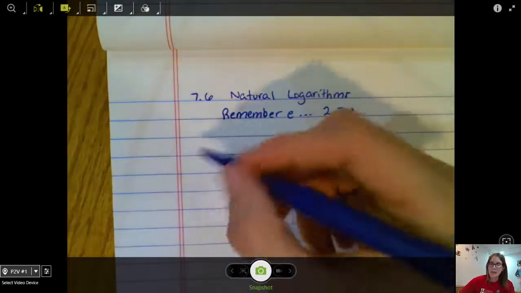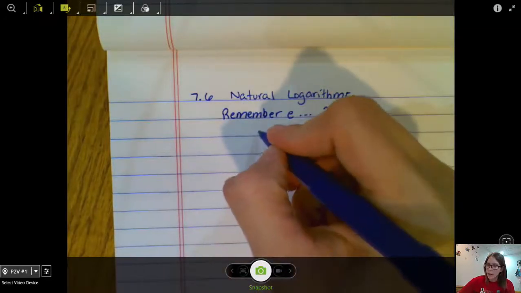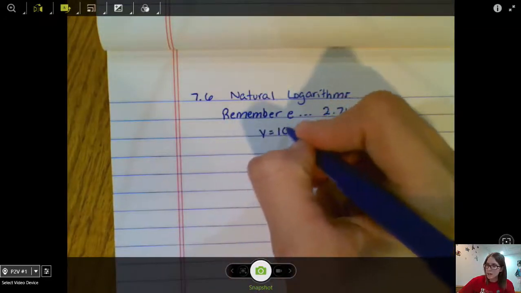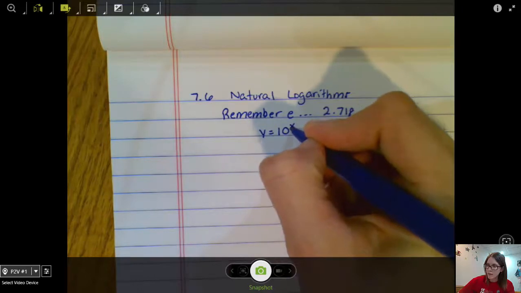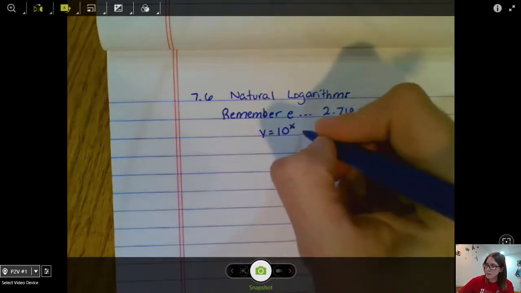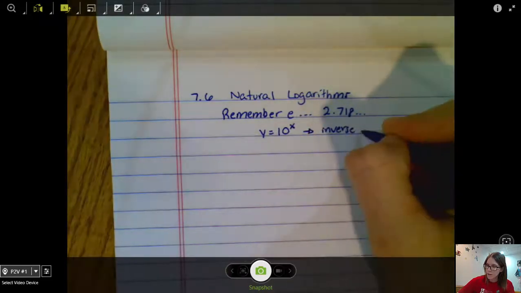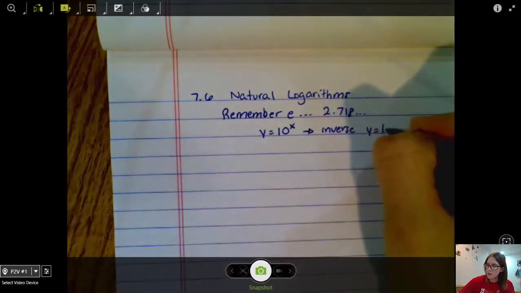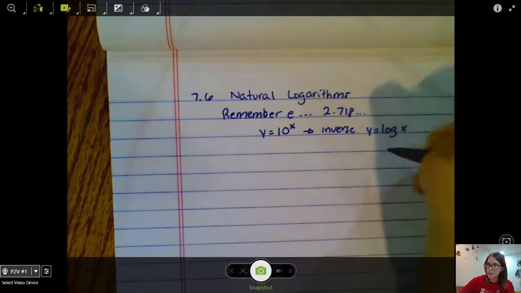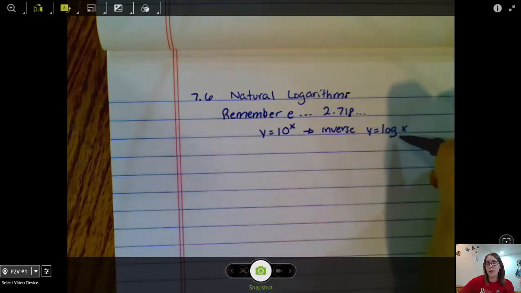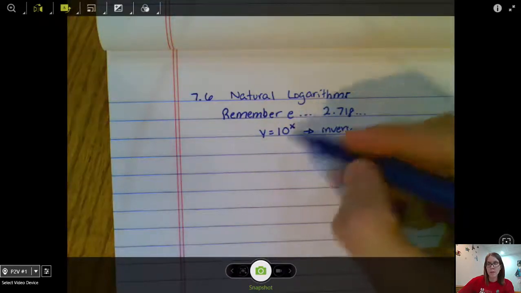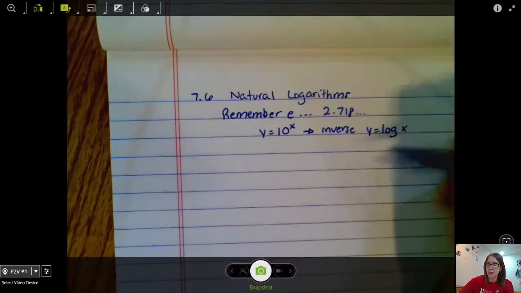Let's also flash back to some of the other things we know. We know y equals 10 to the x. Its inverse is y equals the log of x. And remember, when our base isn't written, our base is really 10. It's common log. So our exponential functions and logarithmic functions are inverses.